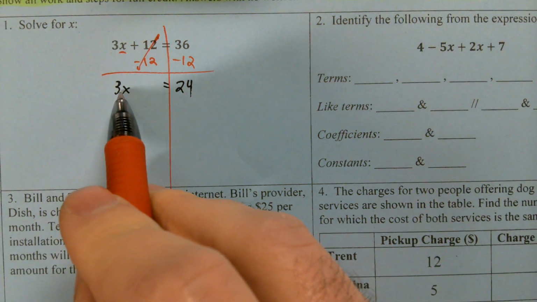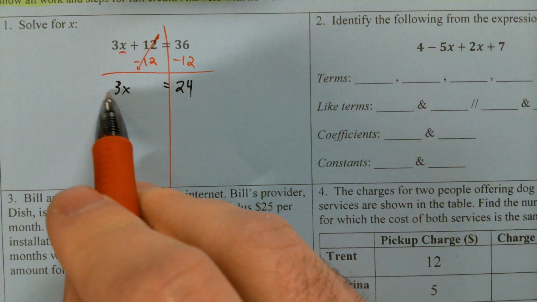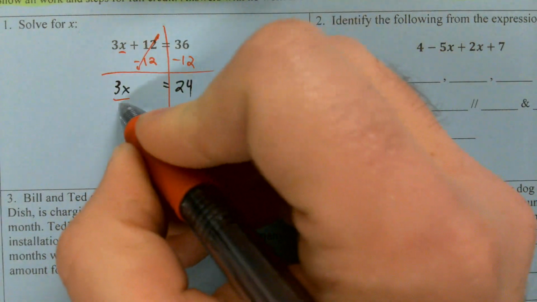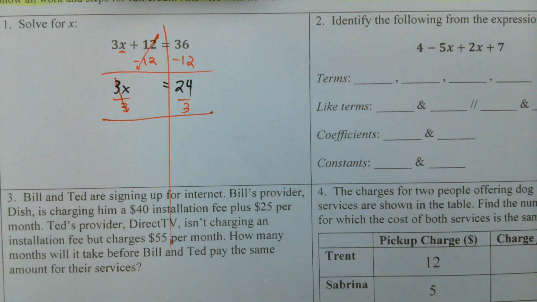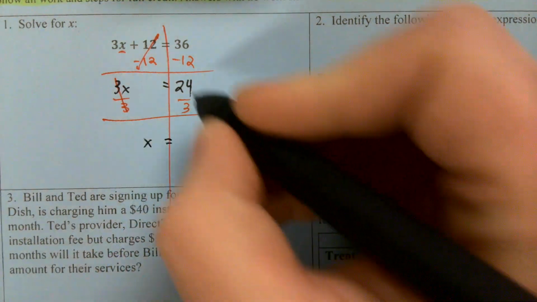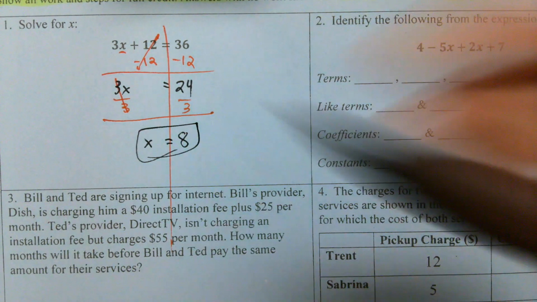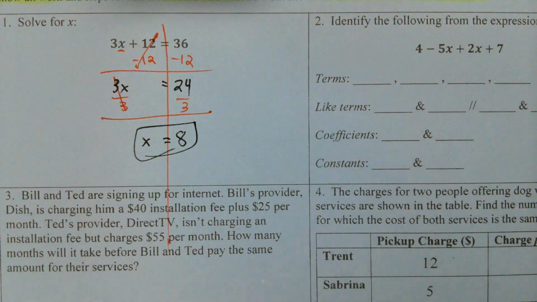Now we see, okay, I'm multiplying x by 3. The opposite of multiplying by 3 is dividing by 3. So that the 3's can cancel out, and 24 divided by 3 gives me 8. That's what I need to see on a question like number 1 if you'd like to receive full credit. All right?